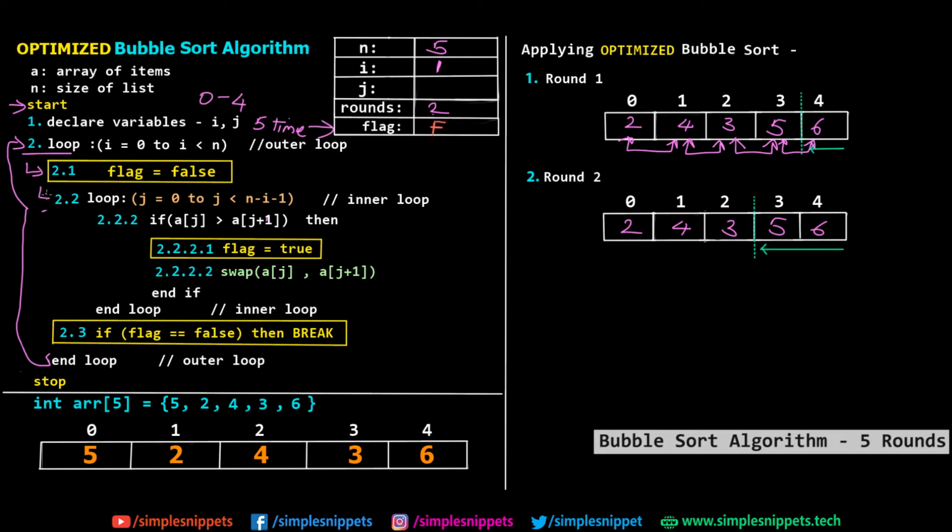Now we come to 2.2, which is the inner loop. Again j will start from 0. Let's make j equal to 0. j is less than n minus i minus 1. What is the value of n? 5. What is the value of i? 1. 5 minus 1 is 4, and 4 minus 1 is 3.